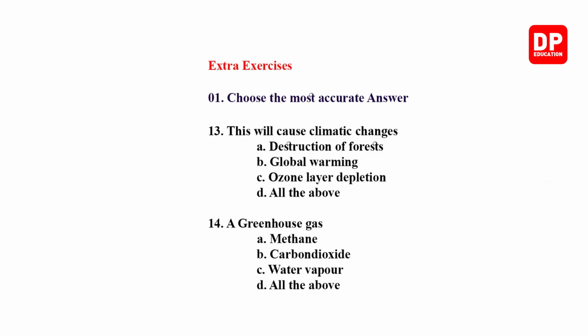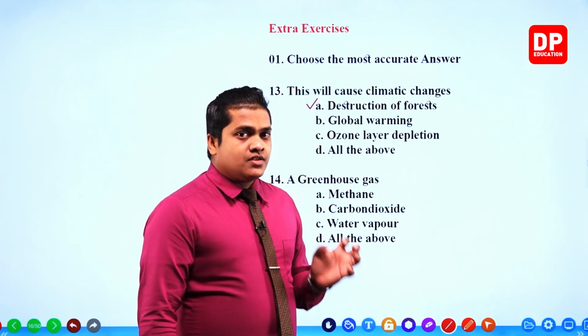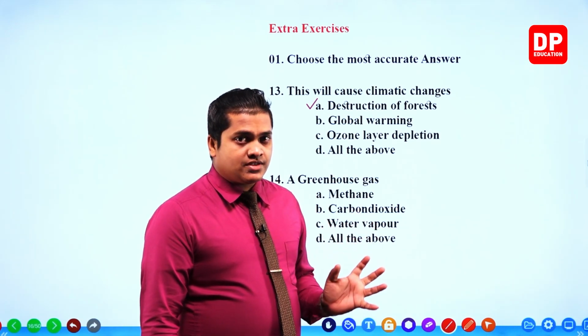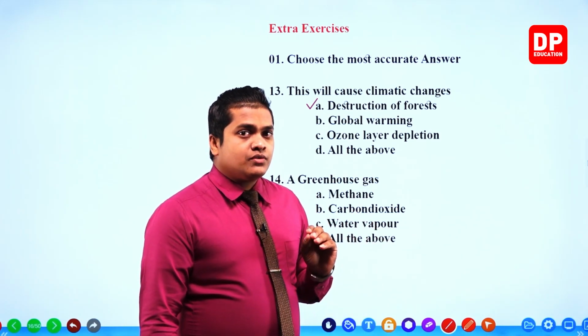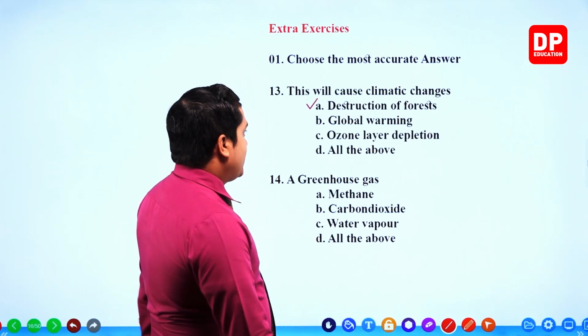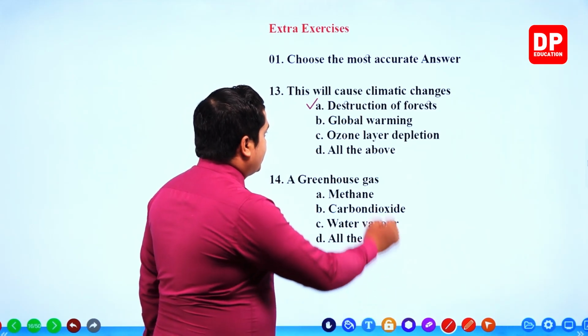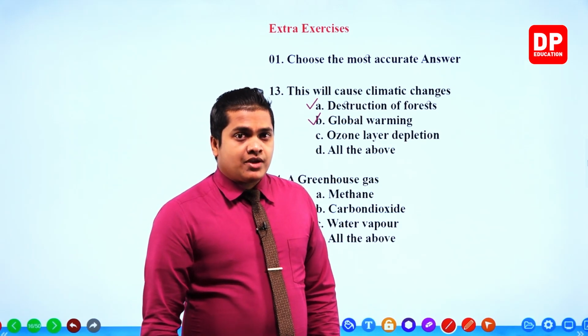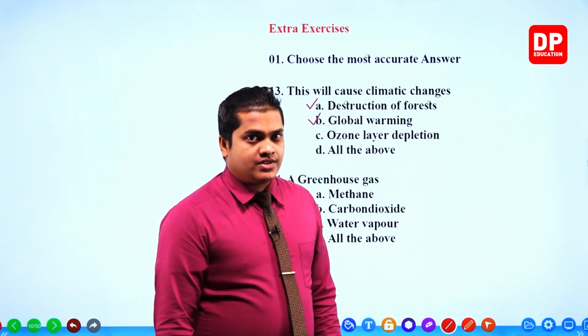Next one. This will cause climatic changes. Destruction of forest. Correct, right? Destruction of forest will definitely cause climatic changes. Because of destruction of forest, water sources will get destroyed, and therefore drought seasons will come more often. That means, my dear children, it will result in climatic changes. So it is correct. Global warming, of course it is correct. Global warming is the main reason for increasing average temperature in a certain area. Okay, so it is correct.